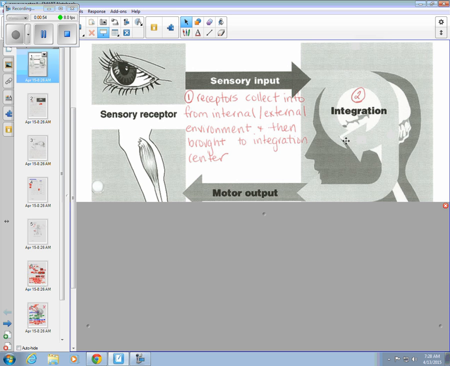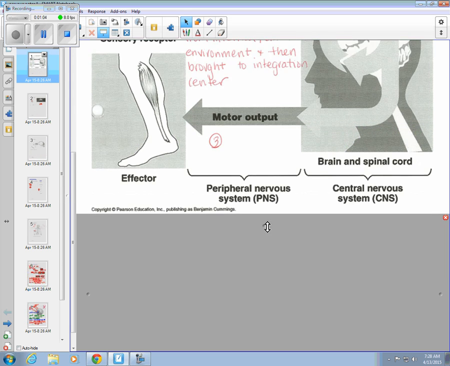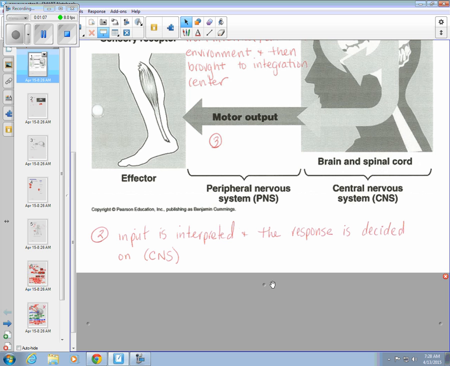Now the picture here shows the human brain, but not all organisms have that same structure. So we keep the term general, integration center. There, in the integration center, this is where the input is interpreted and the response is decided. What is the action going to be? And I put CNS there. That stands for central nervous system. That's what your central nervous system does, the brain and the spinal cord. It decides what the response should be.